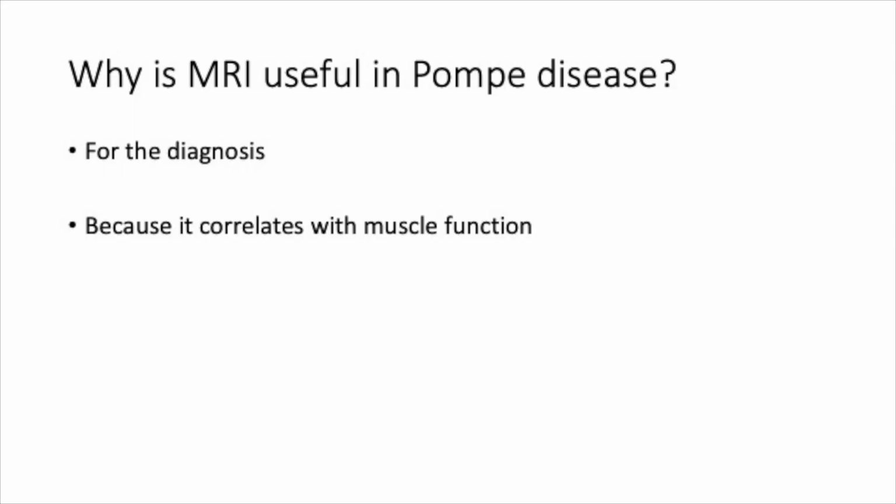Now we have diagnosis that can be done with a panel of genes, very easy. But in the old times, not so many years ago, we were using Sanger analysis, doing gene by gene, and then having a pattern like this was useful for the diagnosis, right? So this is the first thing. I think MRI is still useful for diagnosis, but it's also useful because it correlates with muscle function.